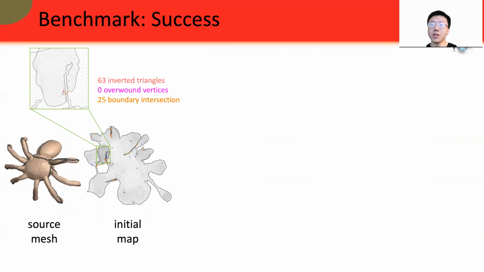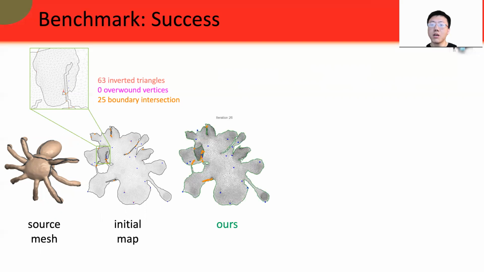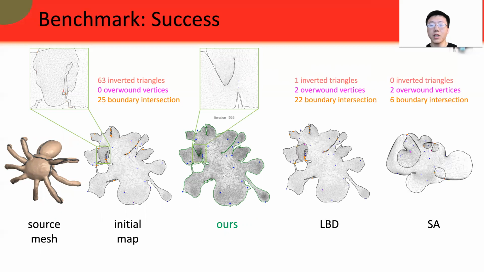Here's another example. The initial map has many thin needle-like parts poking into the mesh, which causes some narrow overlapping regions and many boundary intersections. Our method can still successfully find an injective map. The zoom in shows the overlapping is resolved and the boundary doesn't touch. In contrast, neither LBD nor SA was able to find an injective map, and a large area of overlapping remains in the mesh.